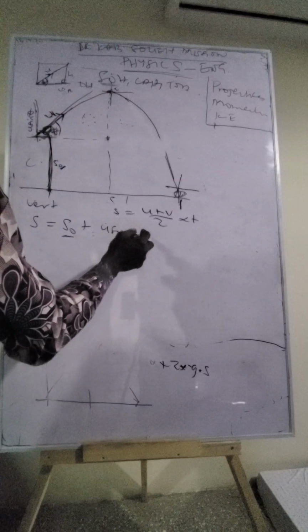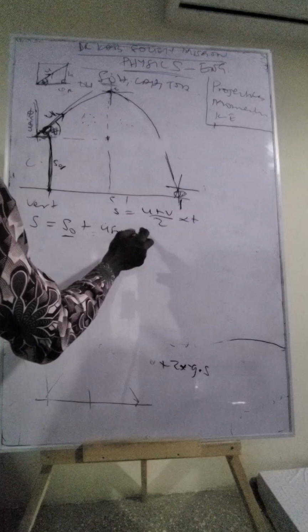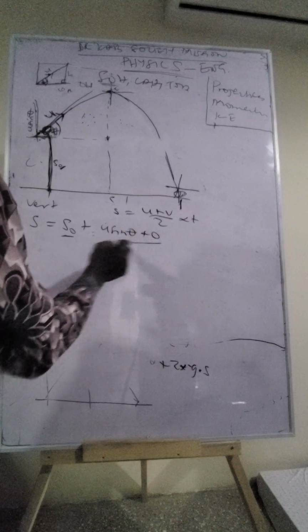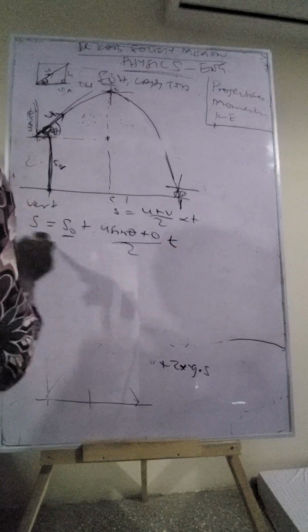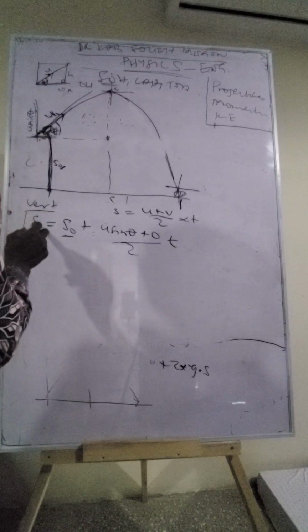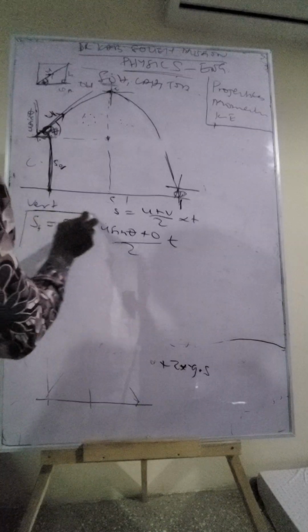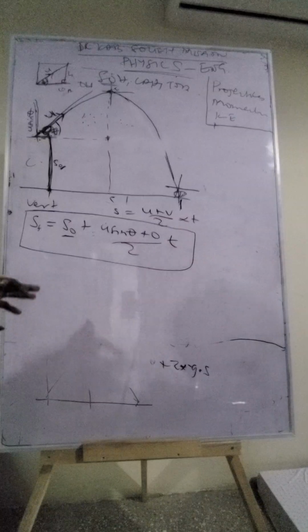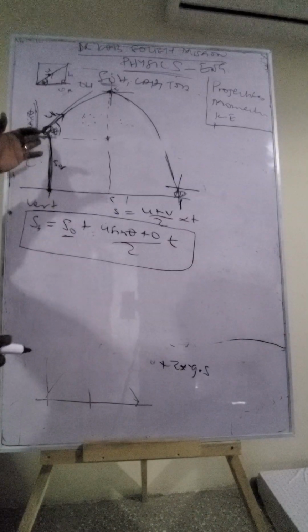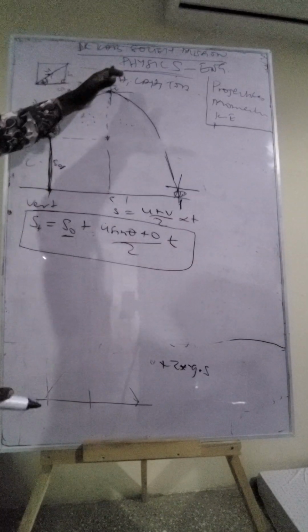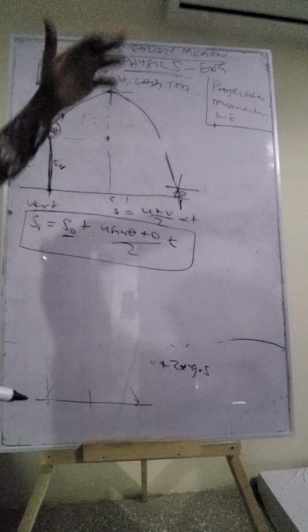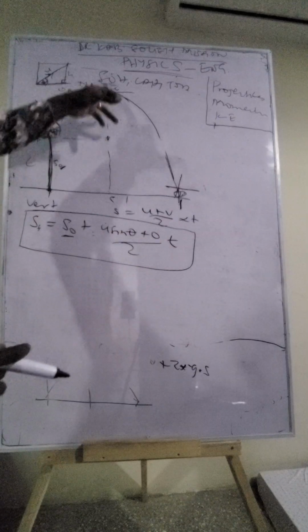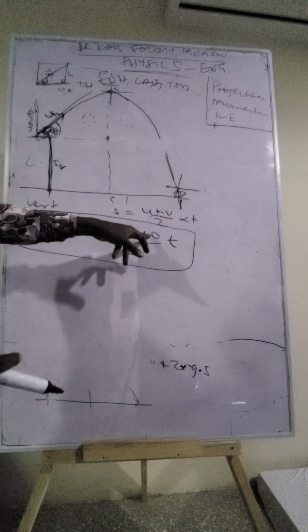So plus 0 over 2, and you have t. This will be the final distance or displacement. So we have the initial coming in, then we have this one adding on. There is a time taken to get to that point, if you put this one there.